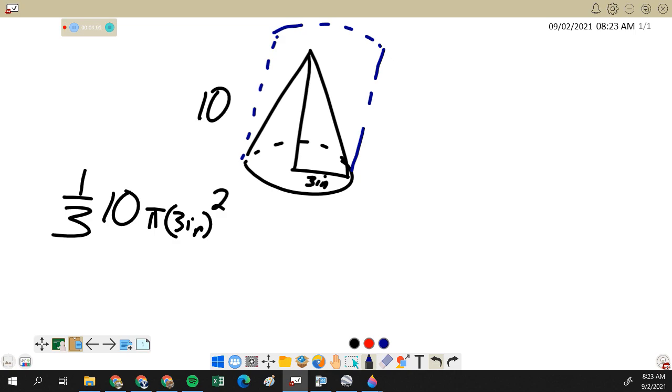Does that make sense? So pyramids and cones, it doesn't really matter what the shape is. If you take the base and multiply by the height, then you times it by 1/3, and that will give you the volume of that figure.